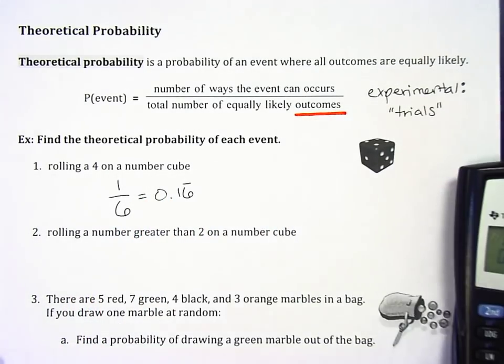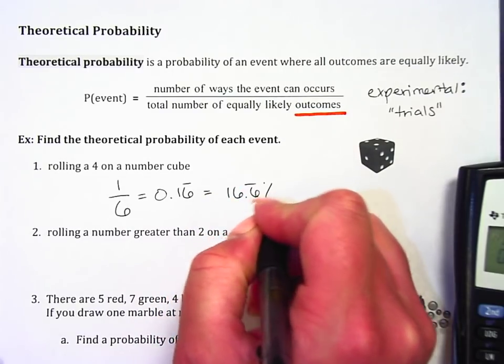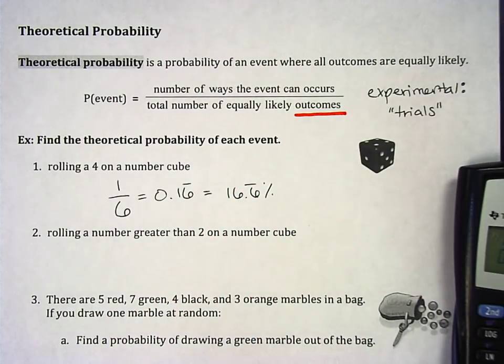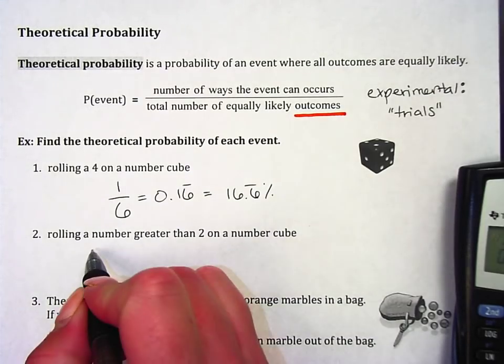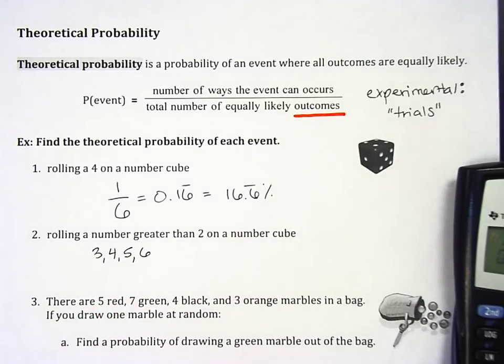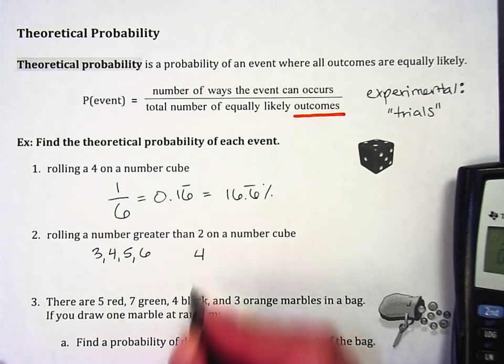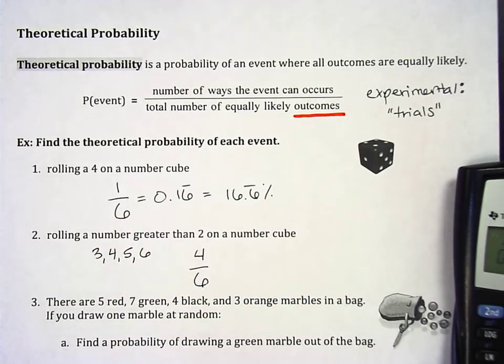My probability is 16.6% repeating. What if I wanted something bigger than 2 though? So now I have some options. I could roll a 3, a 4, a 5, or a 6. So for something greater than 2, I would have 4 possible options, but again, out of 6 outcomes.